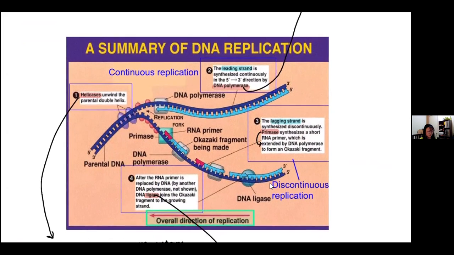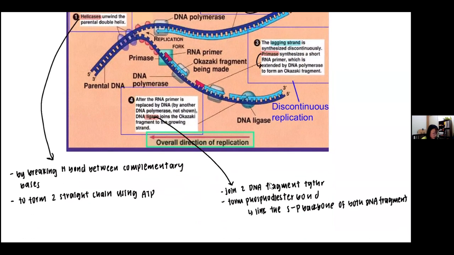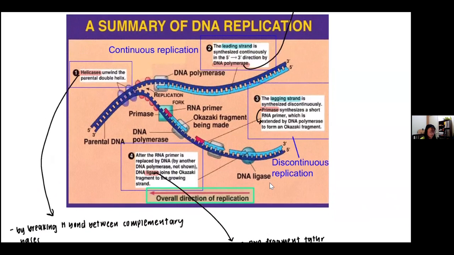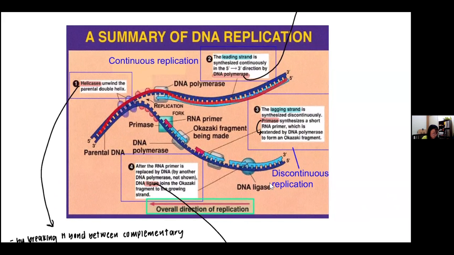So this is actually a summary of DNA replication. The first thing is helicase will unwind the parental double helix. So what does helicase actually do? Helicase will break the hydrogen bond between the complementary bases to form 2 single strands using ATP. Then there are two strands. One is the leading strand, the second is the lagging strand. The leading strand is the continuous replication, and the lagging strand is the discontinuous replication.